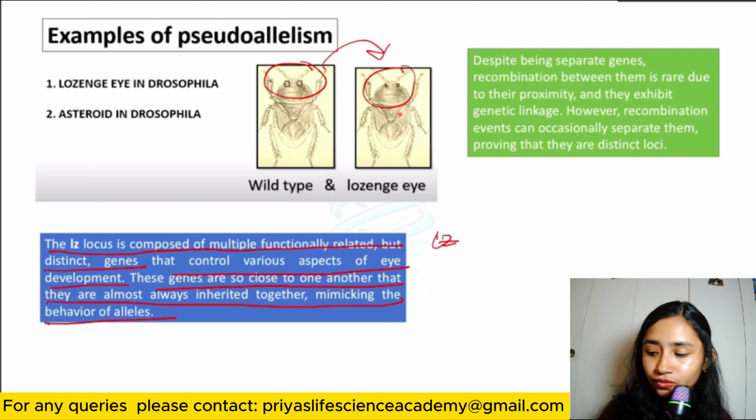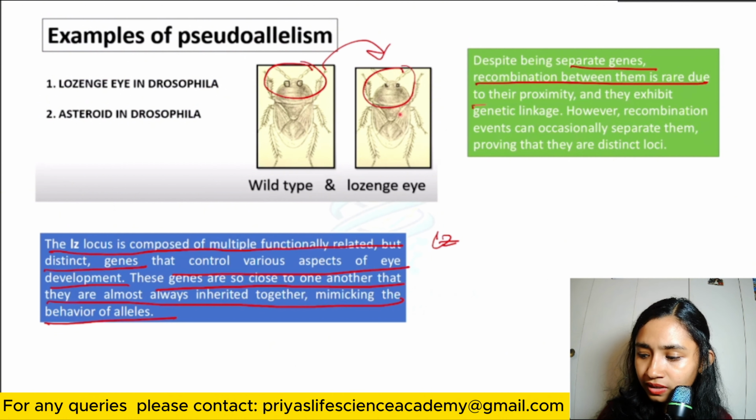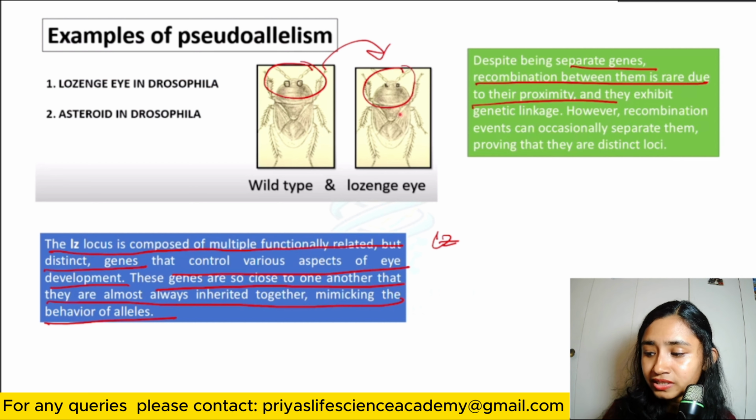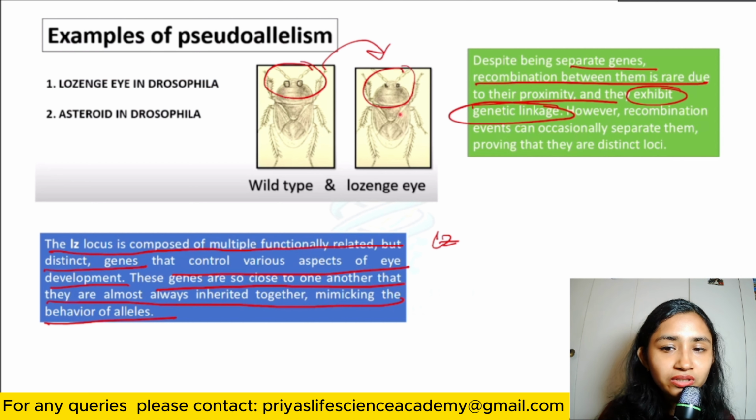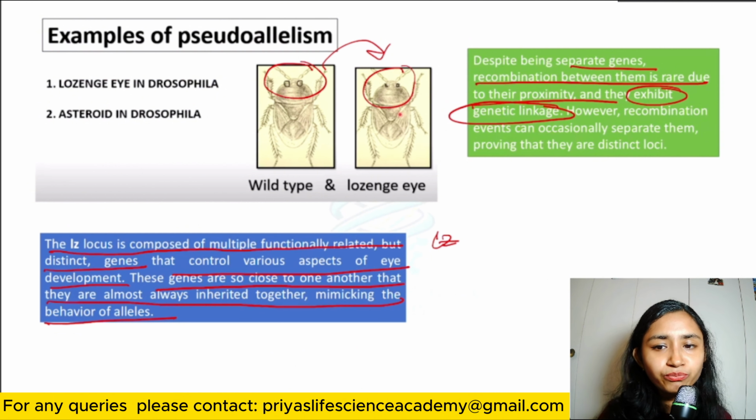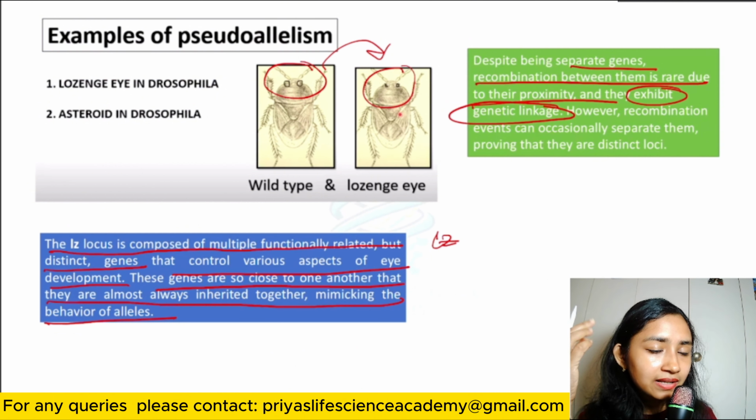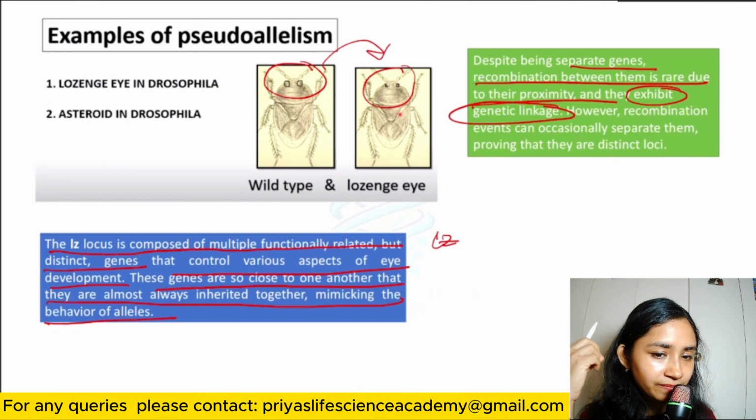Okay, so despite being separate genes, recombination between them is rare due to their proximity, as they are very closely located. So recombination is a very rare event. They exhibit genetic linkage. They are always inherited together. However, recombination events can occasionally separate them, proving that they are distinct loci. Sometimes they are separated in some generations, so then we can understand that yes, they are different loci. They are not in the same locus, they are different genes.